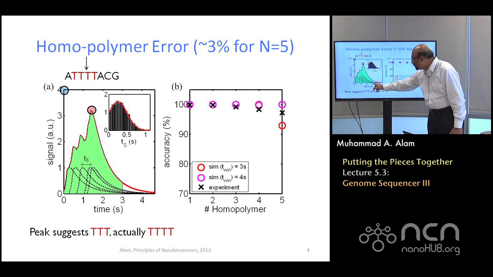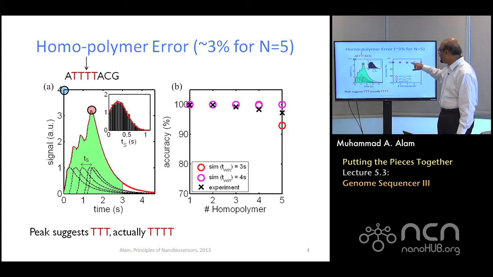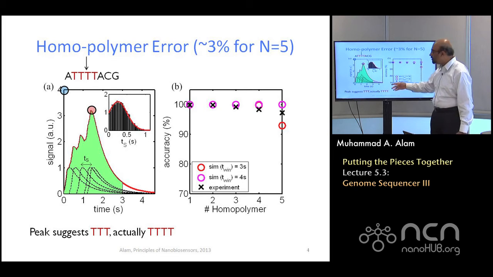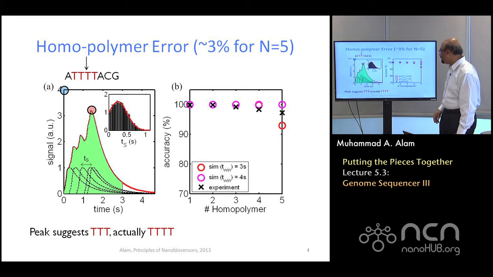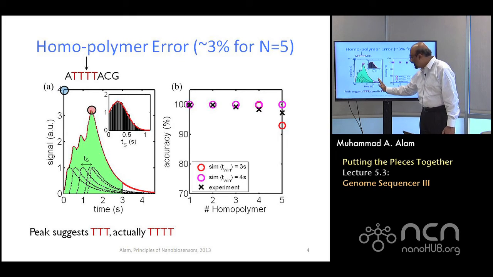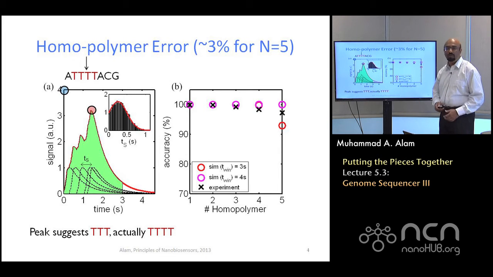On the other hand, if you increase the time from 3 to 4 seconds, you can immediately see the error is considerably reduced because the area under the curve would be significantly better. And it turns out experimentally, you're somewhere in between. The point is that if you allow 3 to 4 seconds per read, then you can address this homopolymer problem quite well.